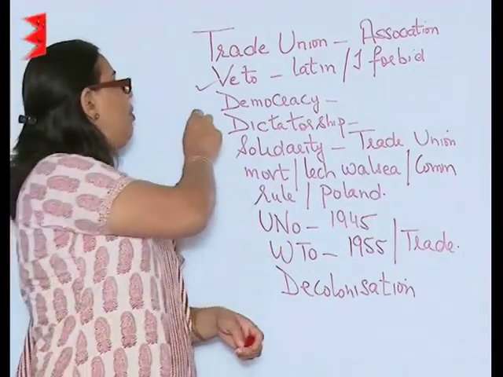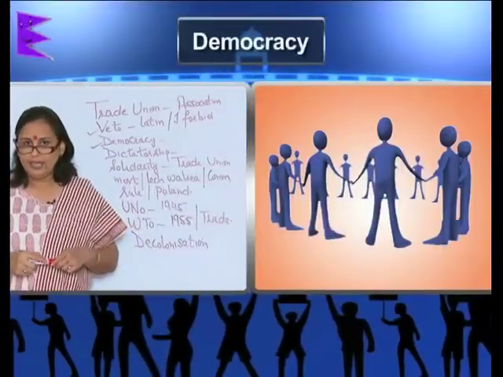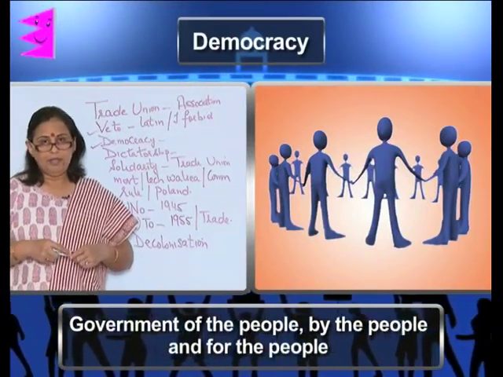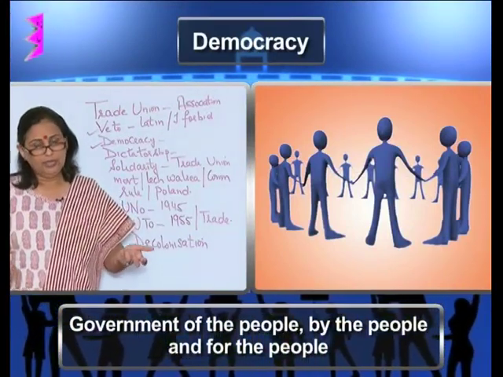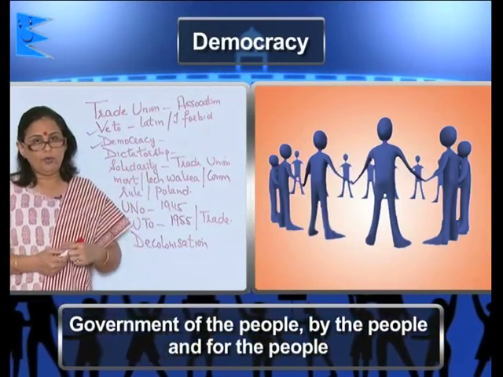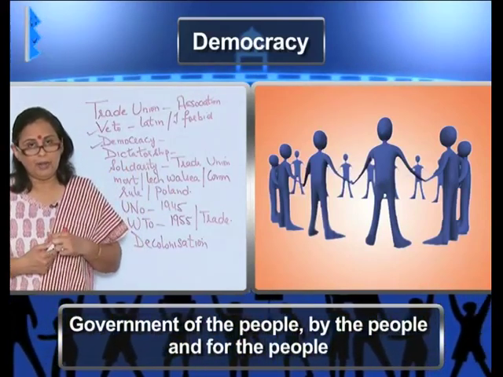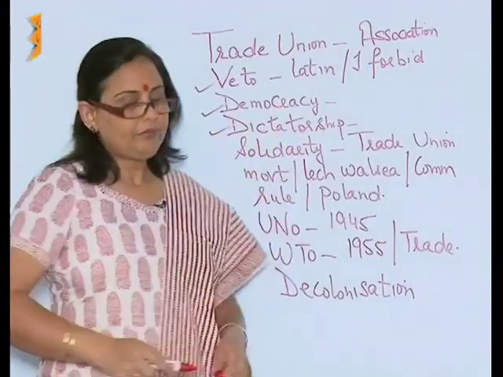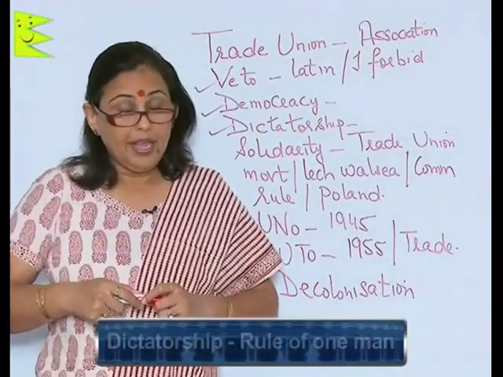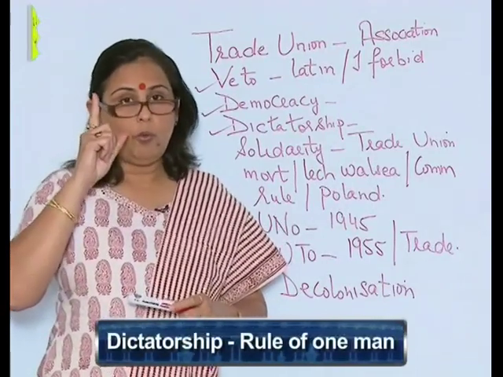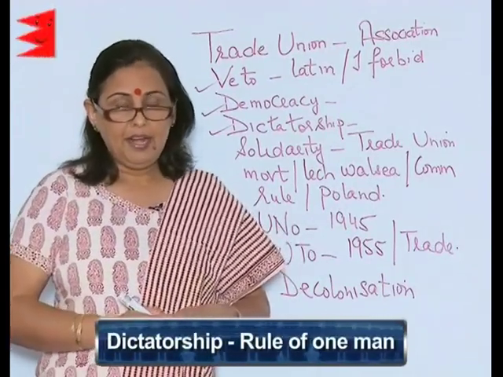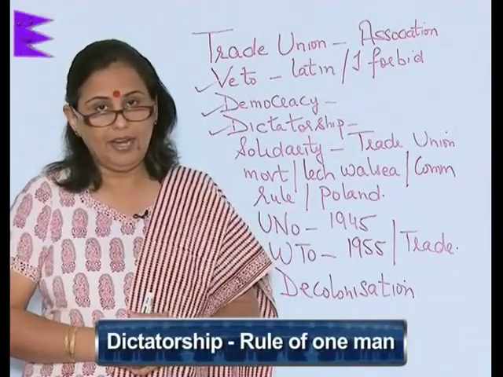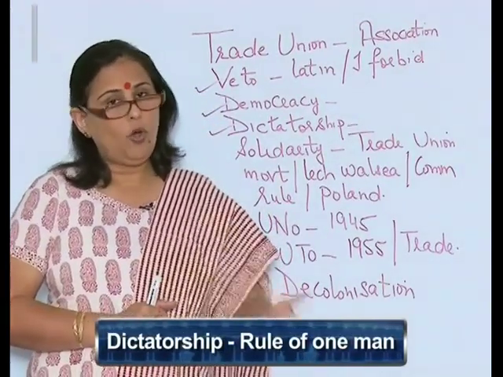Next is democracy. Democracy is a government of the people, by the people, for the people. That's revolving around the people and people alone. Dictatorship. Dictatorship is the rule of one man, wherein whatever he says is absolutely right and is the law for the nation.